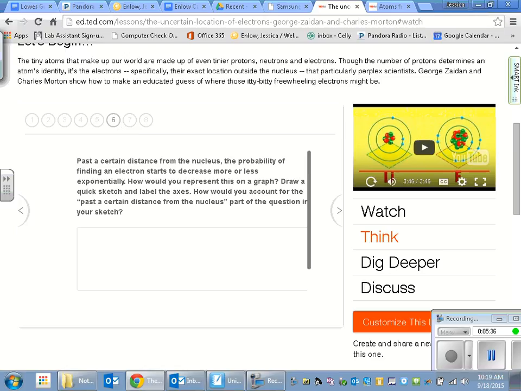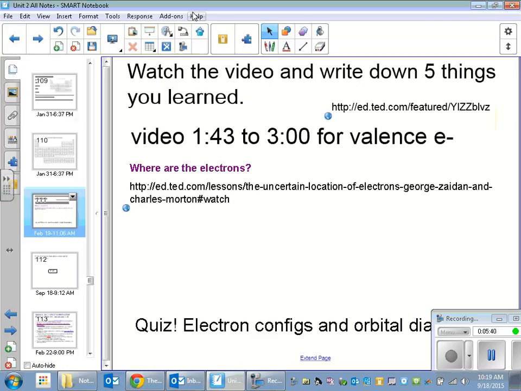Okay, we're done with that one. I just want to go through a couple of those. All right, any questions on electron configurations or orbital diagrams right now? Let me do one example. Let's do nitrogen. I want to do the electron configuration and the orbital diagram of nitrogen.